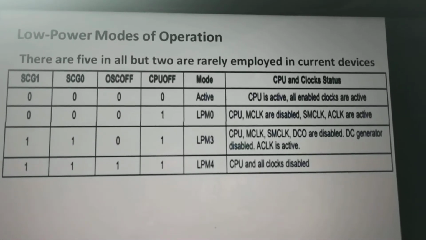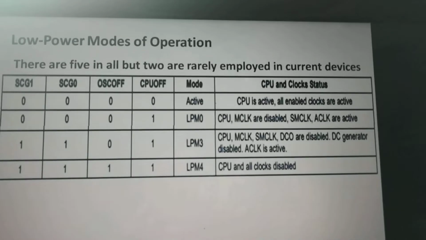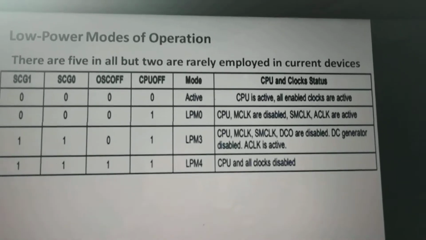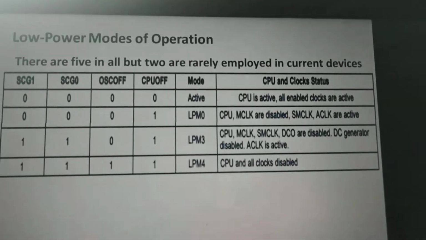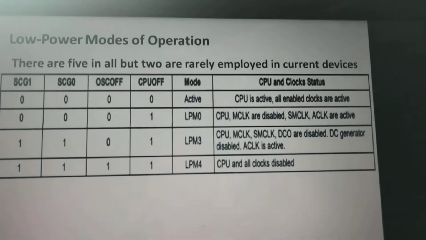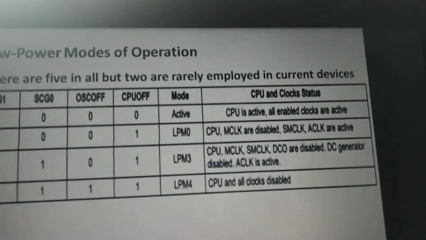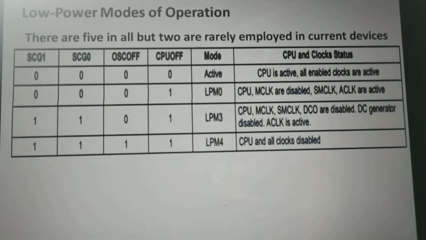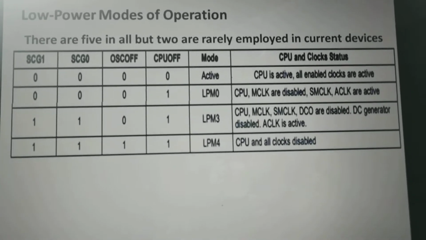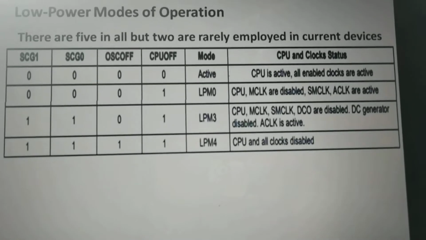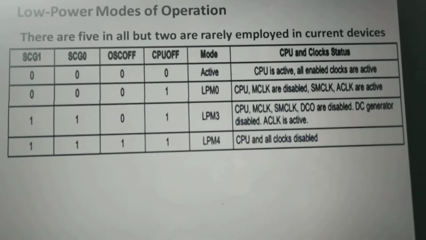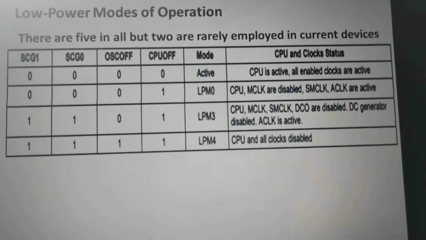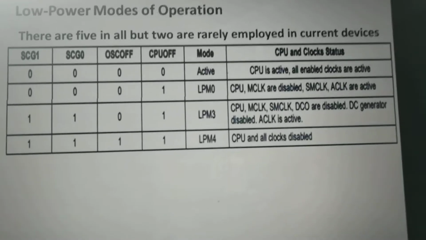Hello everyone. So today we will look at the low power modes of operation in MSP430. Altogether there are 5 low power modes, starting from LPM0 to LPM4: 0, 1, 2, 3, 4. But 2 of them, LPM1 and LPM2, are very rarely used. So we will be discussing LPM0, LPM3 and LPM4.